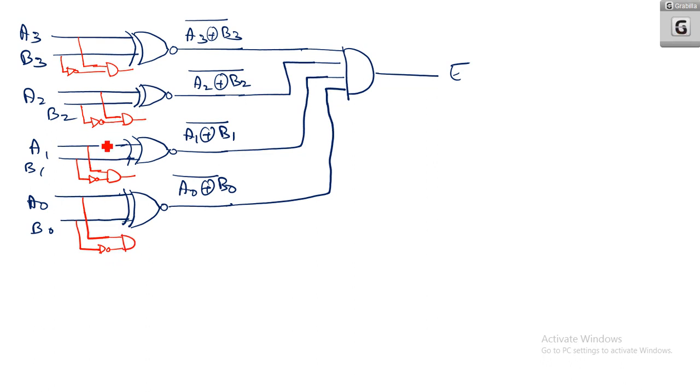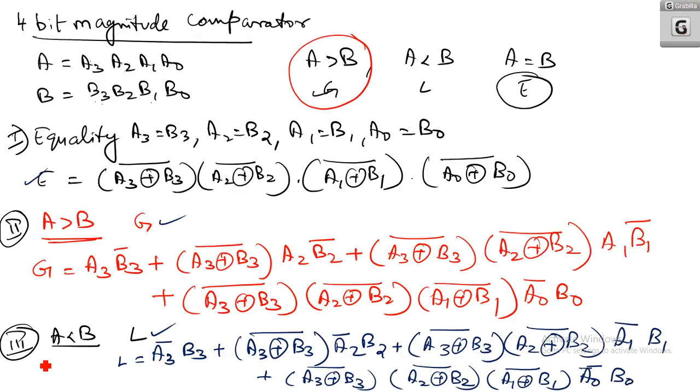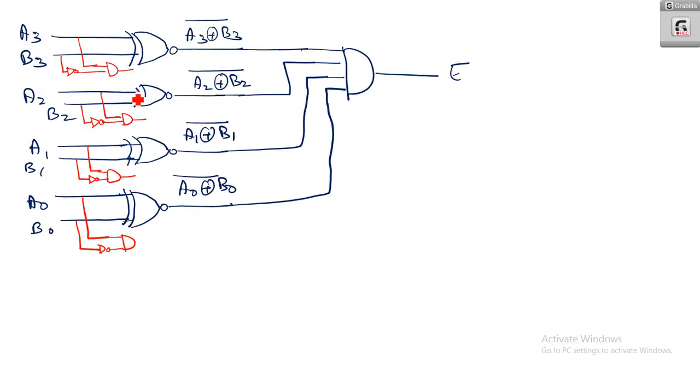Now you need to add what? A3 B3 bar is standing alone, and A3 B3 bar is coming out separately. So you can take out A3 B3 bar.